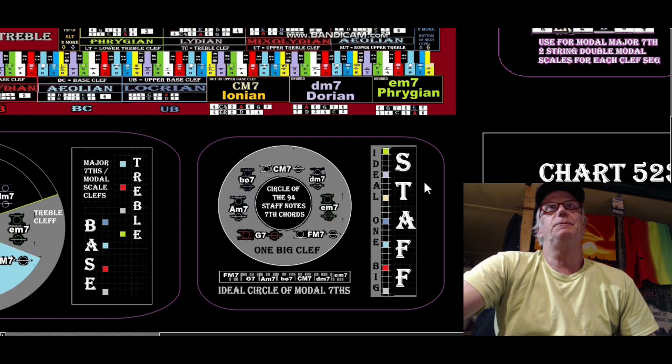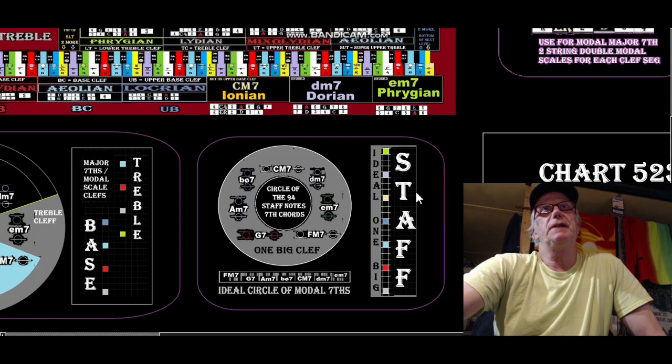These are mistakes there, my blooper there. That's not treble clef. That's the word staff. One ideal, one big staff, one big clef.